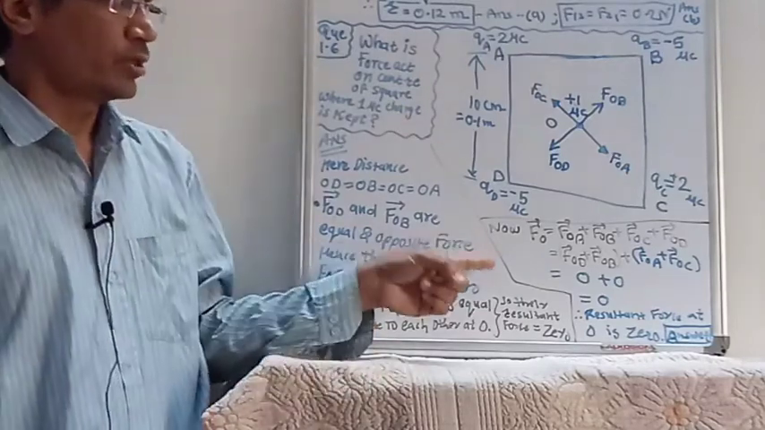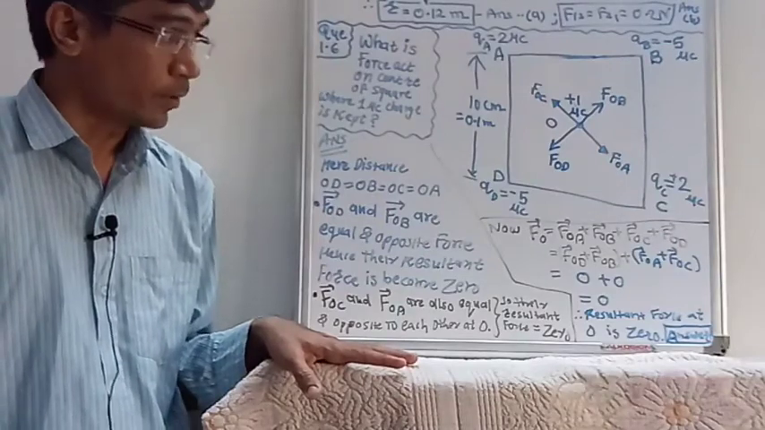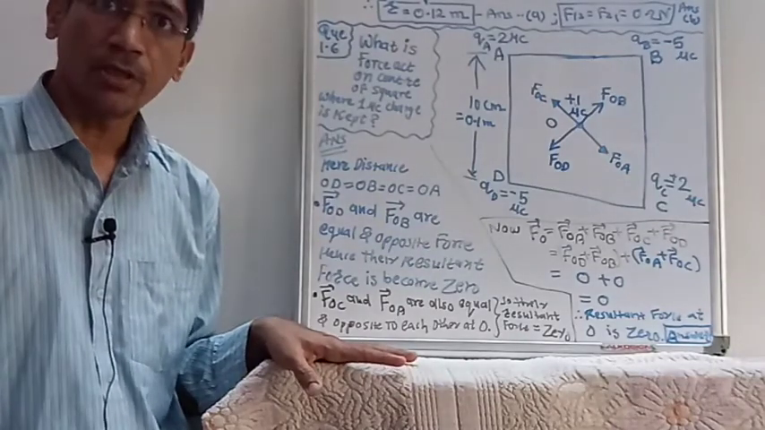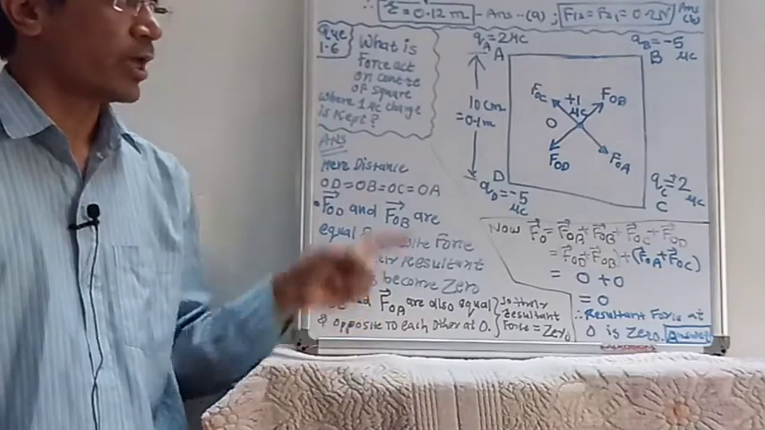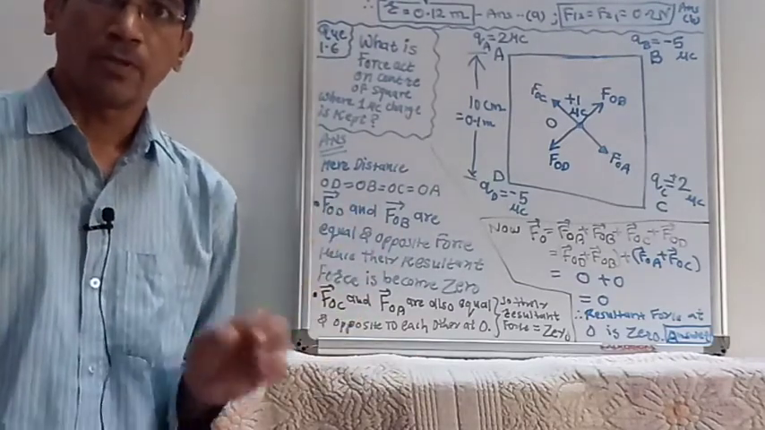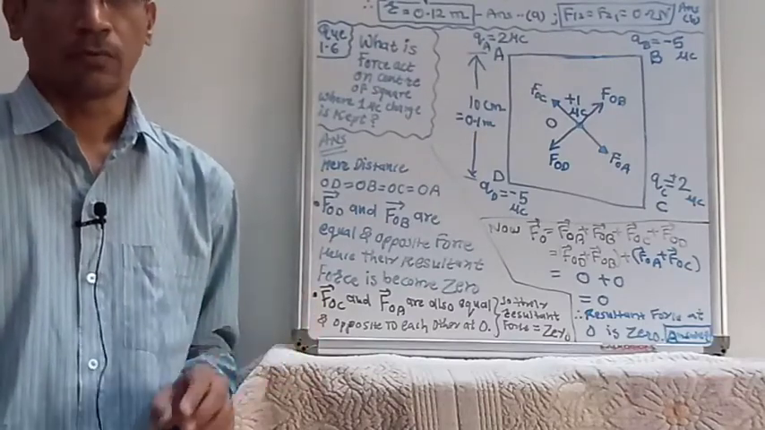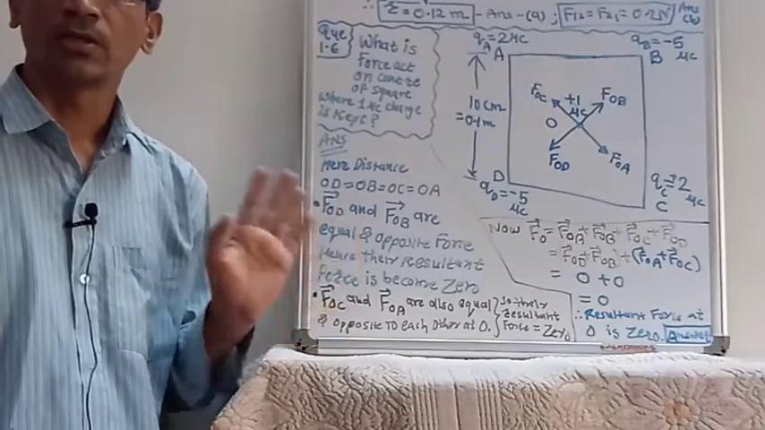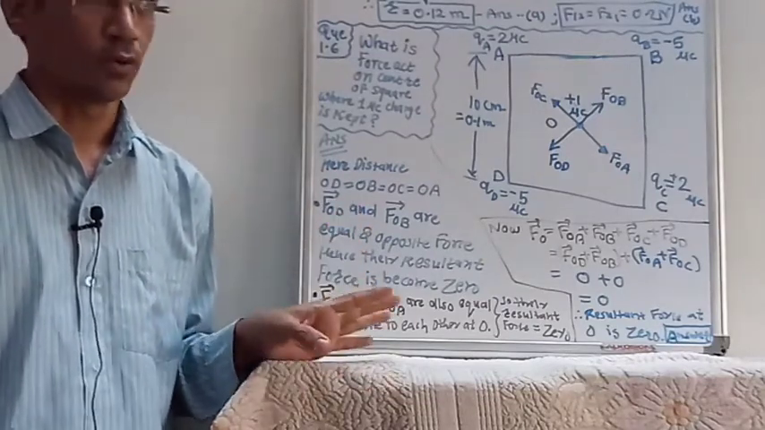So it is 0 plus 0. FOD plus FOB is 0, plus FOA plus FOC is also 0. So it is 0. So the resultant force acting on the O point, that means on the 1 microcoulomb charge, becomes 0. So the final answer is 0 force. That is, the resultant force is 0.